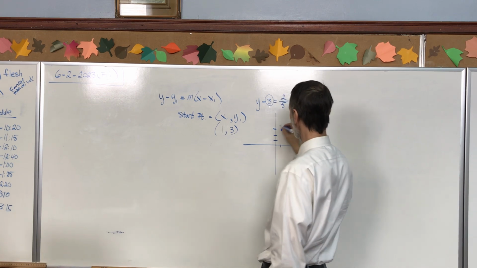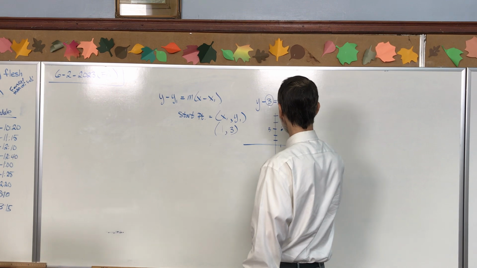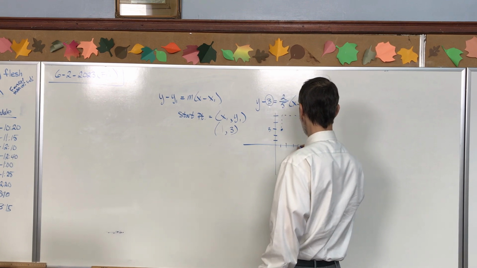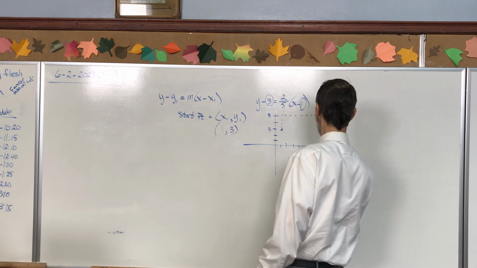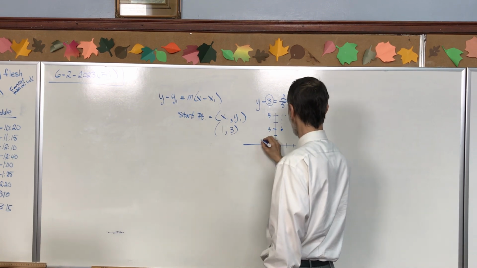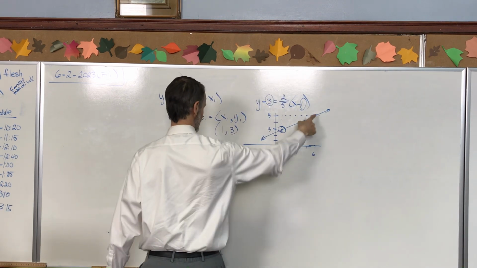Then you can use the slope. Rise 2, run 5. So you get over to about 6, comma 5. So your final line should look like this. Here's your starting point, and there's your ending.